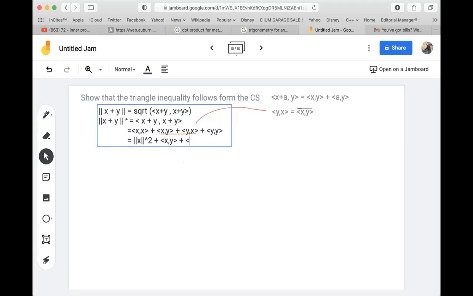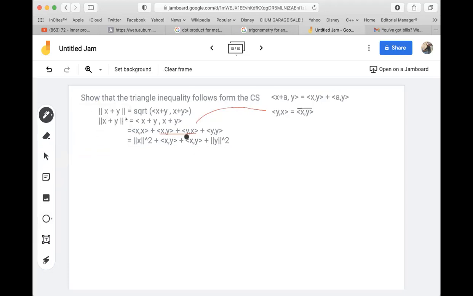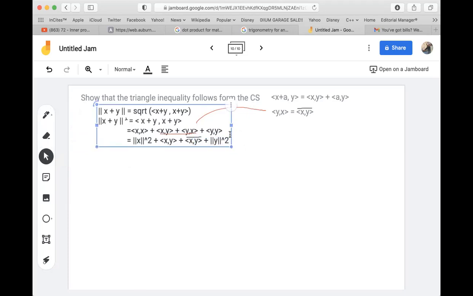xy plus xy with bar plus norm y squared. So this one, I need to add bar here, right? Okay. So from here, then I will just copy this one.